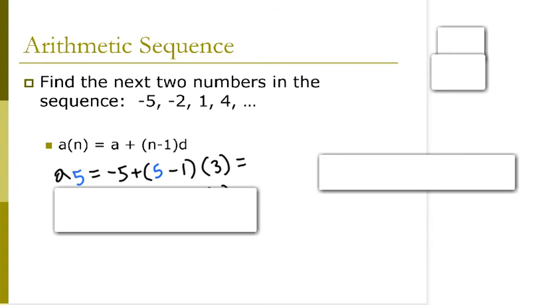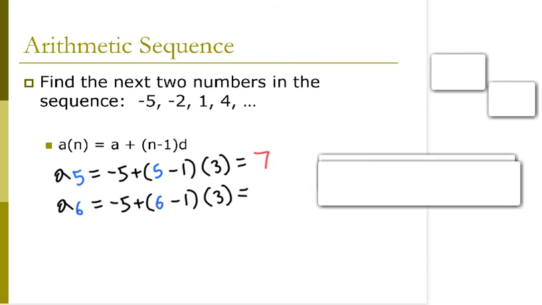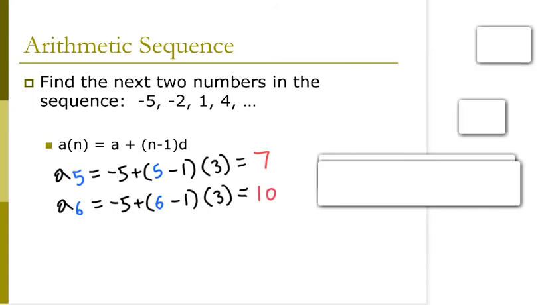To figure out our sixth term, we're doing exactly the same thing, but instead of a 5, we're going to put a 6. 6 minus 1 is 5. 5 times 3 is 15. 15 plus negative 5 is going to be 10. So the sixth term is going to be 10. Notice that the common difference remains the same. Between the fifth term and the sixth term, if you subtract them, you still end up with 3.